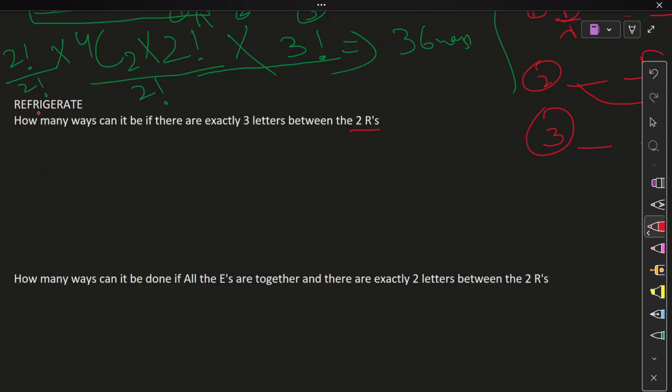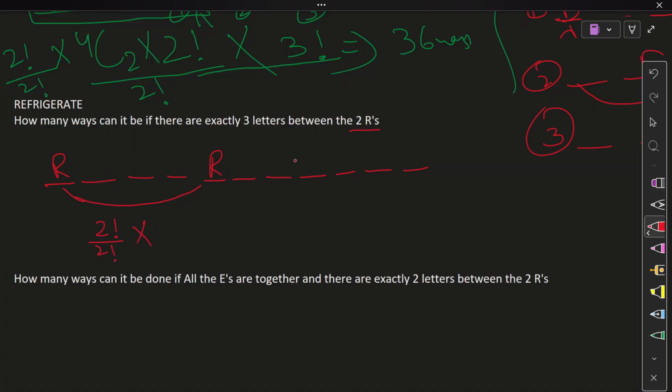Refrigerate: 1, 2, 3, 4, 5, 6, 7, 8, 9, 10, 11. 11 ways. All right. 3 letters between the two R's. One R here, 1, 2, 3. So fourth position. These two R's can move about their own position, so 2 factorial. Same thing here, so divide by 2 factorial.